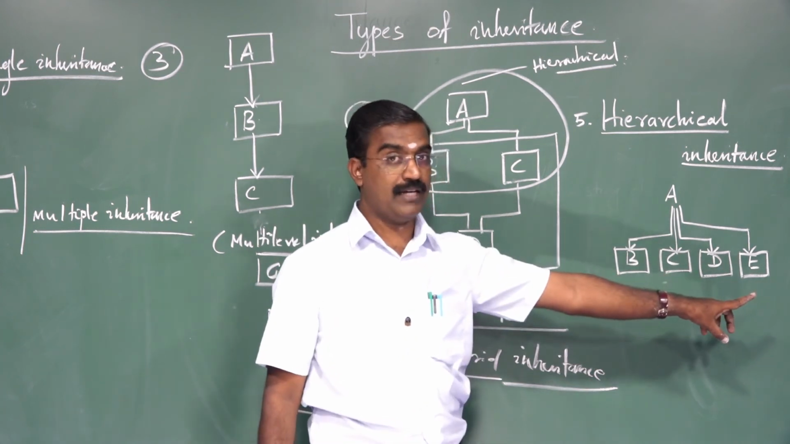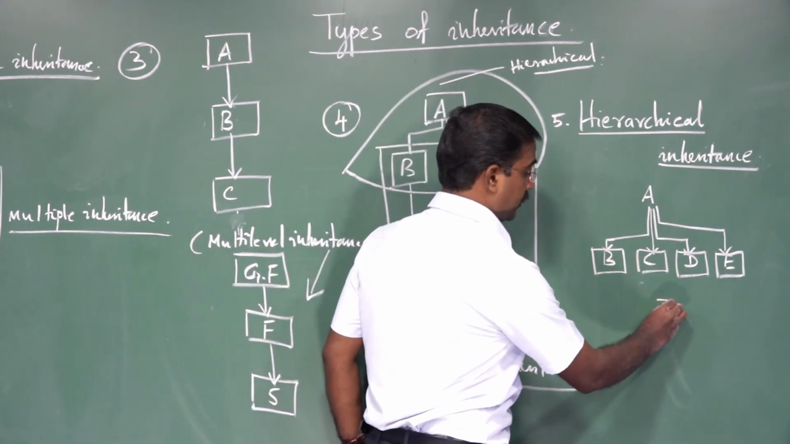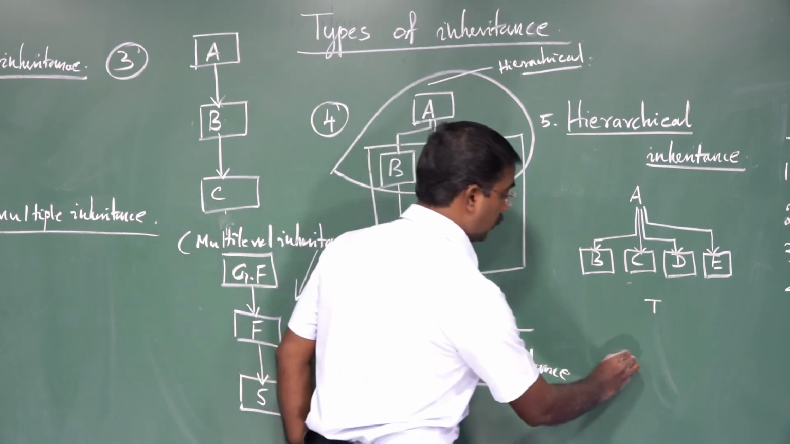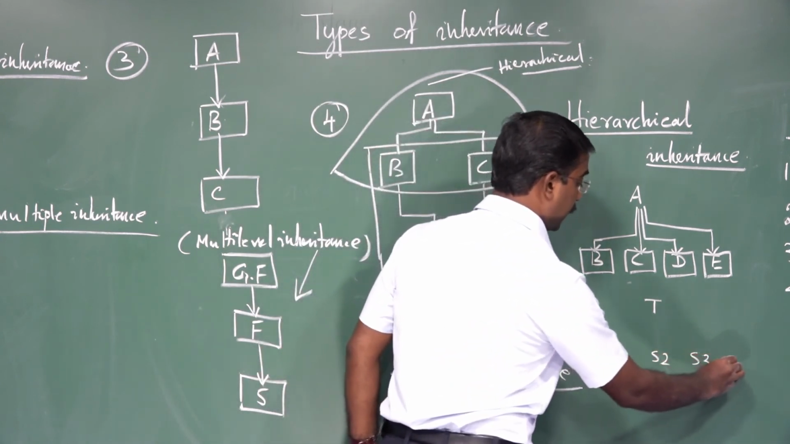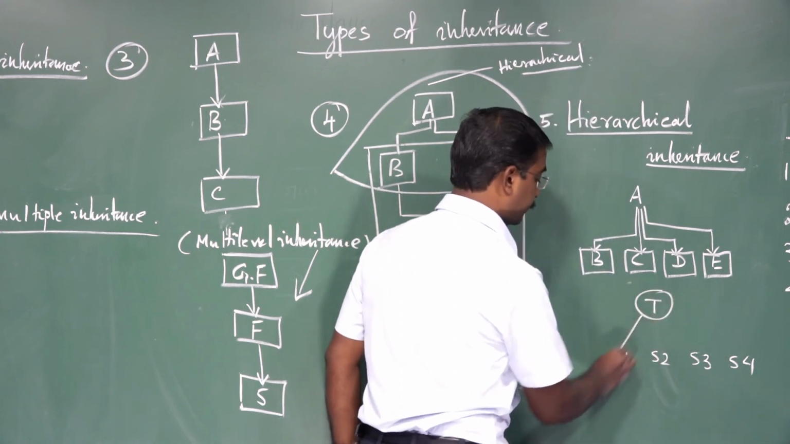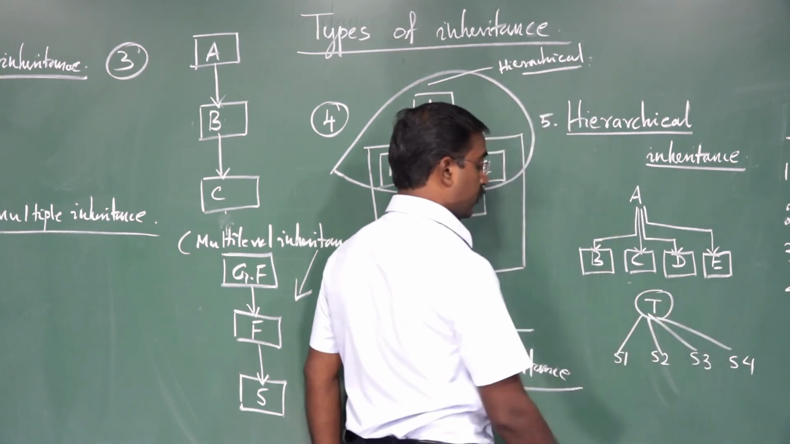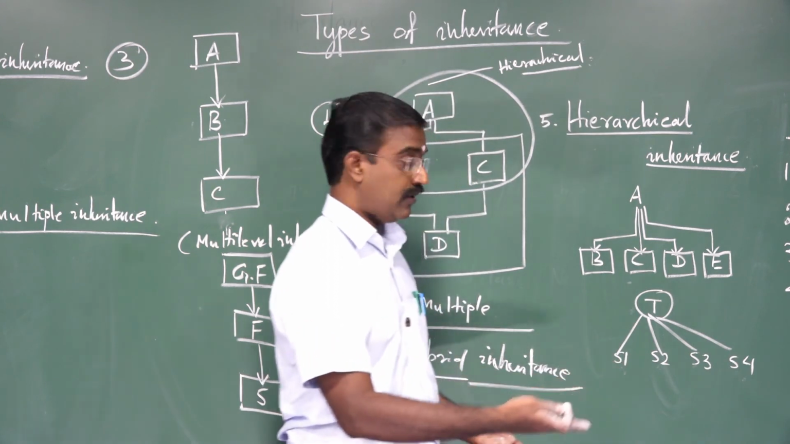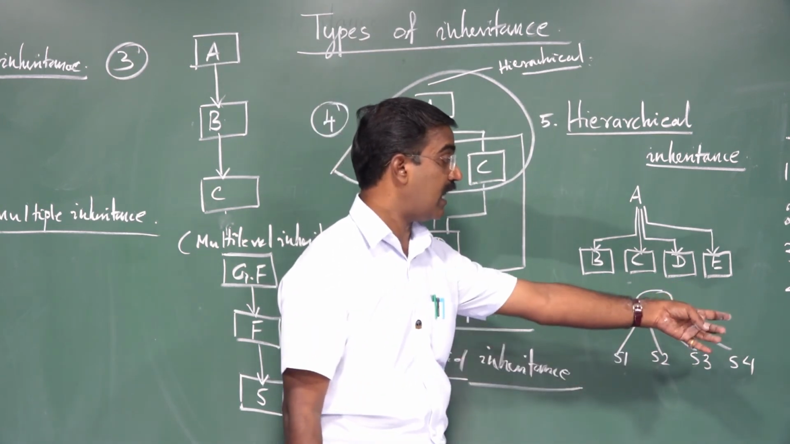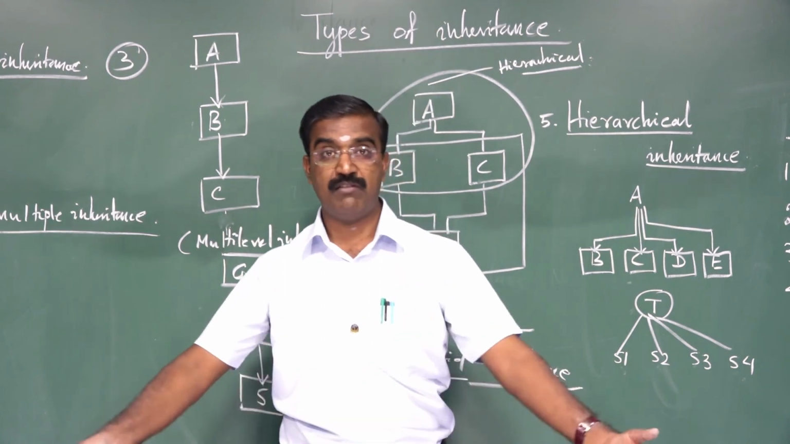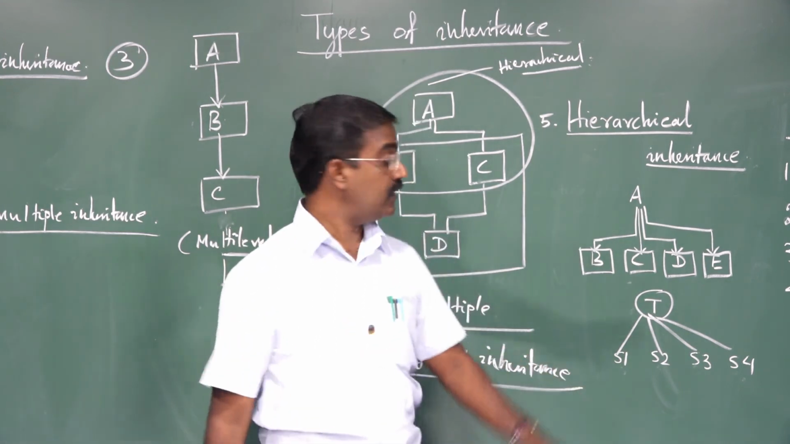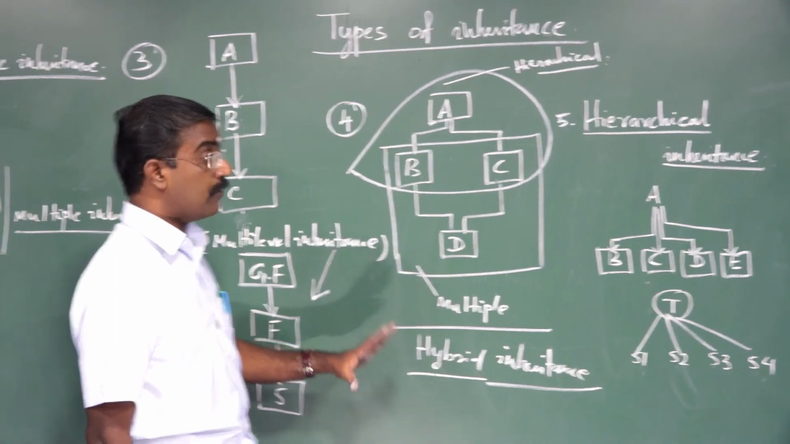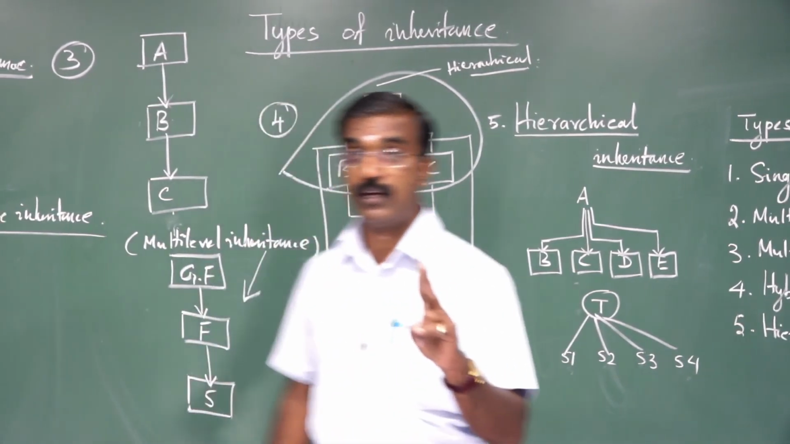The final concept, dear children: hierarchical is nothing but only one base class with many derived classes. A simple example: a teacher teaches a lesson and the knowledge goes to all the children, student 1, student 2, student 3, student 4. Here there are 2 or more derived classes, but the base class is the teacher, and S1, S2, S3, S4 are the disciples. This type of inheritance is hierarchical: only one base class deriving many derived classes. This is an important question, and 1 or 2 marks are asked every time.